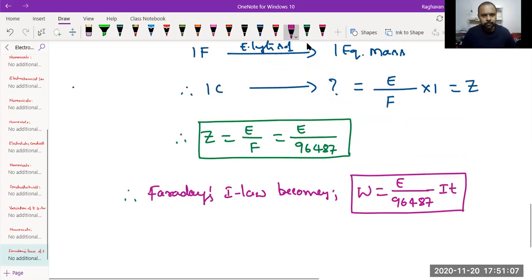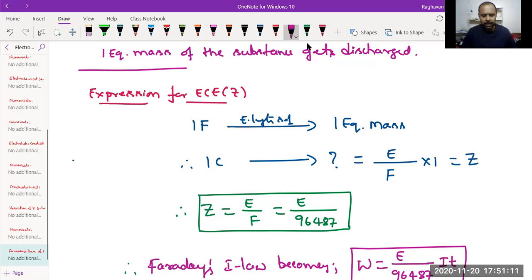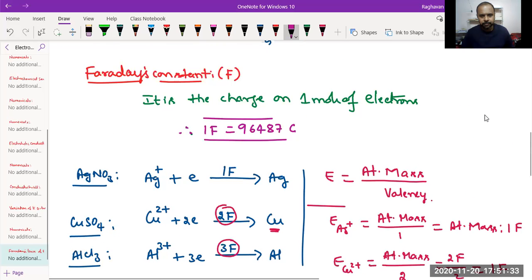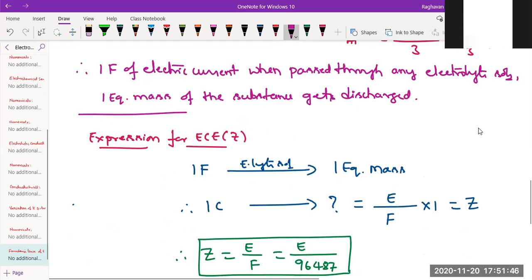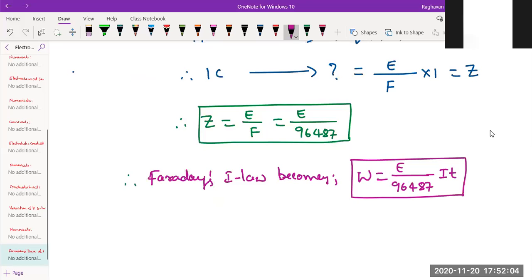Would you like to write down this? If so, you can write and let me know when it is complete. Or should I scroll down a little bit, Puneet? Yes, sir. Done, sir. I'll ask you simple questions based on this Faraday's constant. You just need to answer.